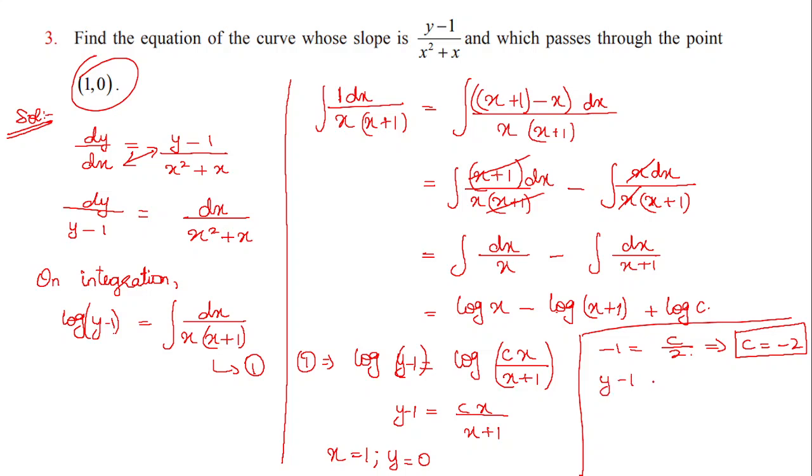So y minus 1 is equal to minus 2x divided by x plus 1. Bring 1 to that side. So we'll have y is equal to 1 minus 2x by x plus 1. So when we take LCM, the final equation will be like this. y is equal to 1 minus x by x plus 1. This is the required equation of the curve.